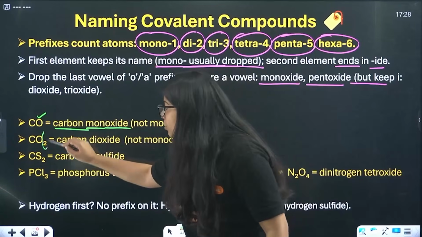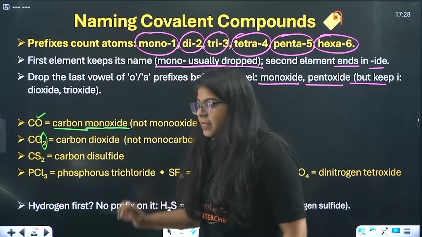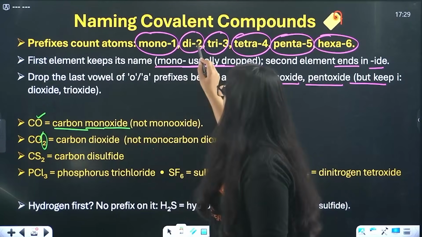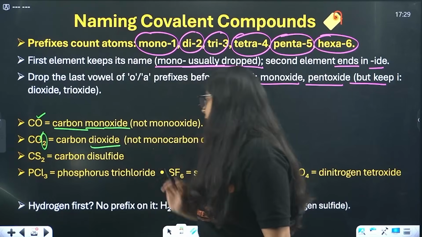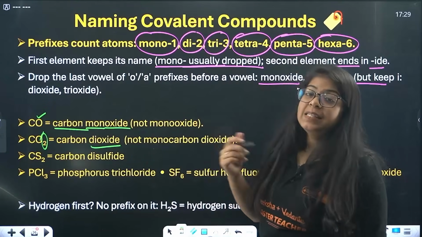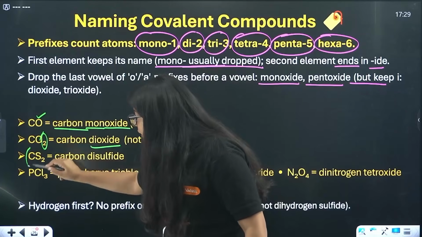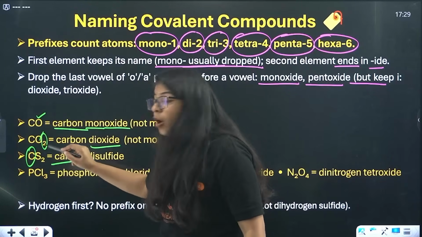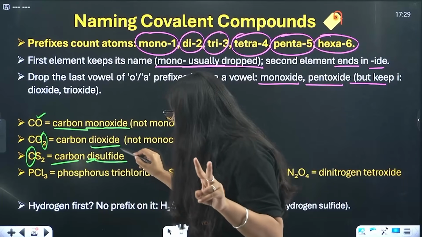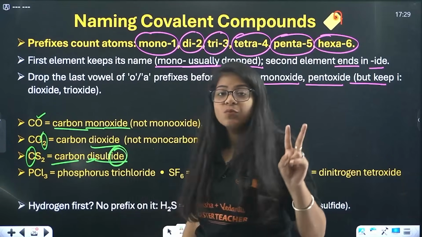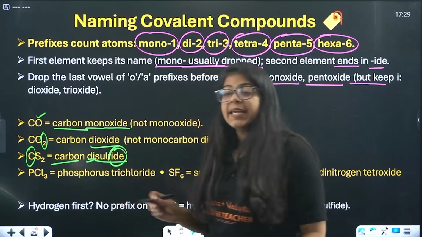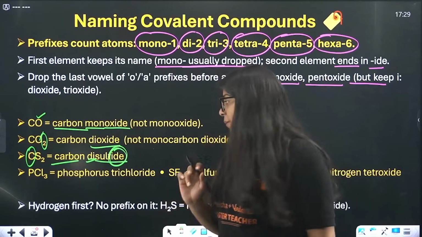Carbon, 2 oxygens. So again, carbon remains carbon, not monocarbon. We have di, 2 for di, dioxide. Right? Not monocarbon dioxide. Then CS2. Again, the first thing remains the same, carbon. 2 sulfurs, so di for 2, sulfide, ide is what we write in the last name. So carbon disulfide is the name.